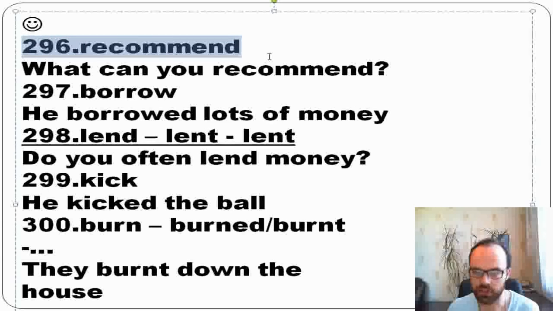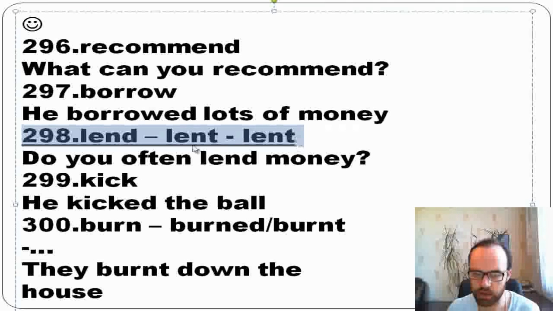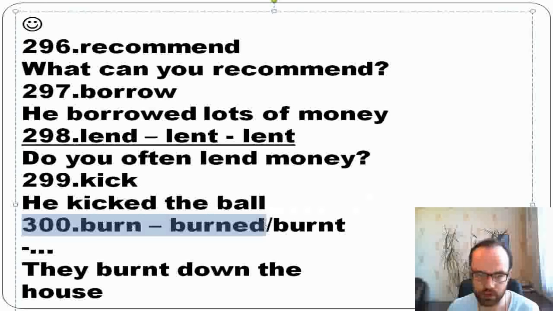Recommend. What can you recommend? Borrow. He borrowed lots of money. Lend, lent, lent. Do you often lend money? Kick. He kicked the ball. Burn, burned, burned, or burn, burned, burned. They burned down the house.